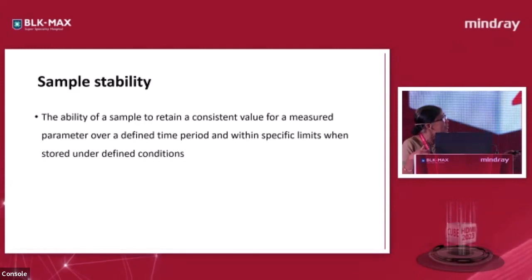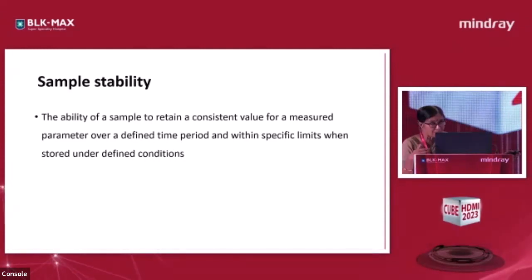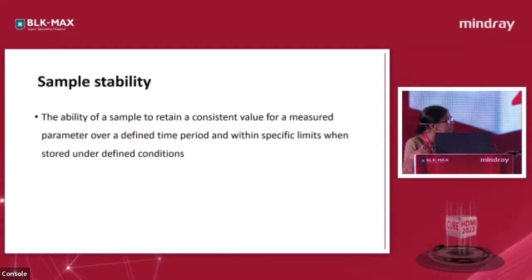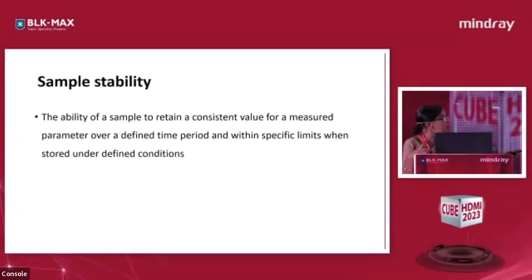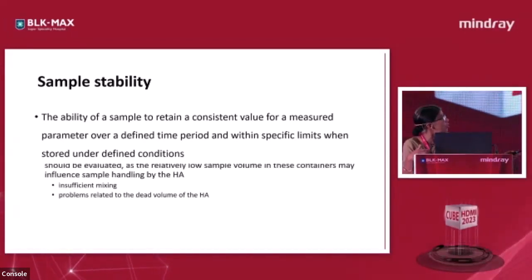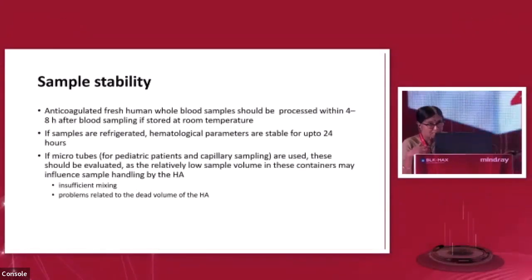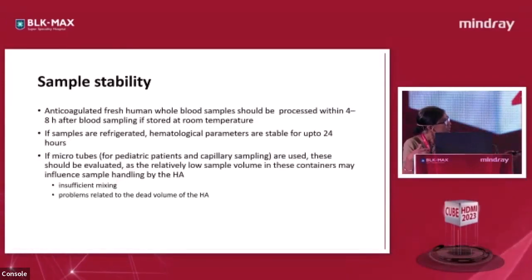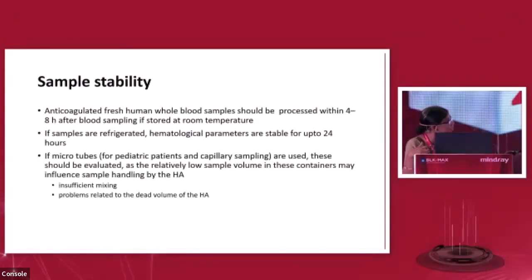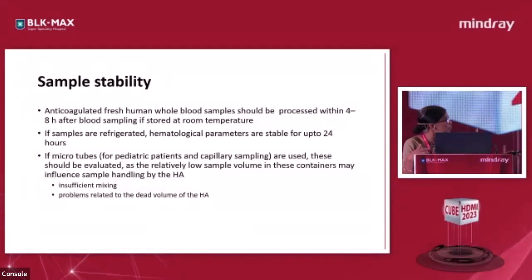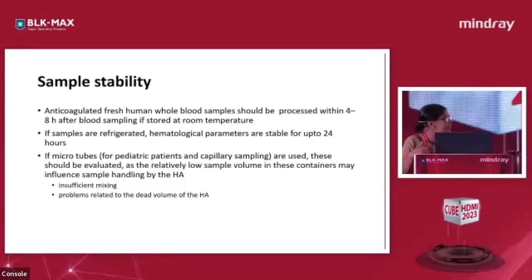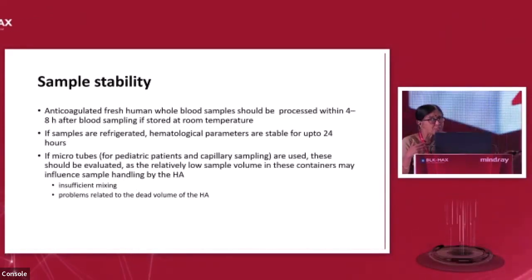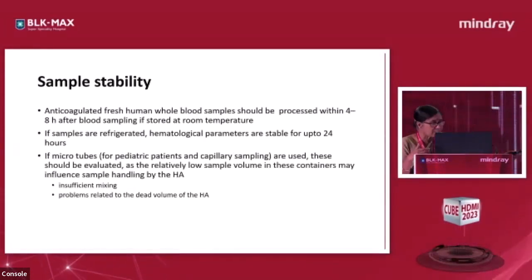Sample stability is another important issue. Ability of a sample to retain a consistent value for a measured parameter over a defined period of time and within specific limits when stored under defined conditions is sample stability. So anticoagulated fresh whole blood should be processed within 4 to 6 hours after sampling if stored at room temperature. However, if samples are refrigerated, they are generally stable up to 24 hours, after which evidence of deterioration sets in.